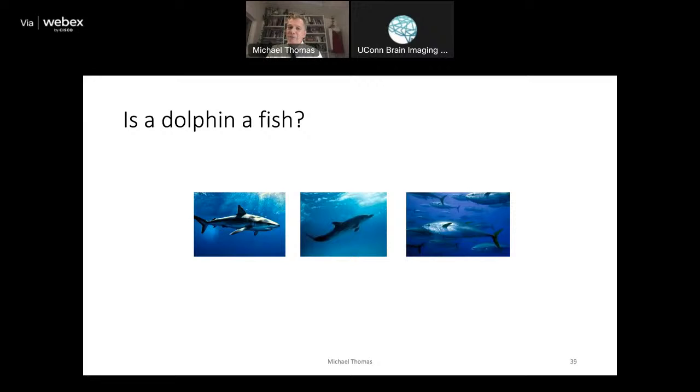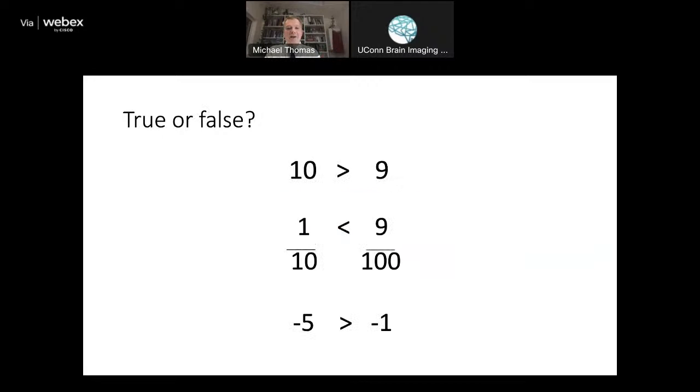Is a dolphin a fish? No, it's not, but it looks like a fish. You find it in fishy places. It does fishy things. Somehow we have to learn that a dolphin is not a fish. Again, a bunch of examples: is -5 bigger than -1? So 5 is bigger than 1, but -5 is not bigger than -1.